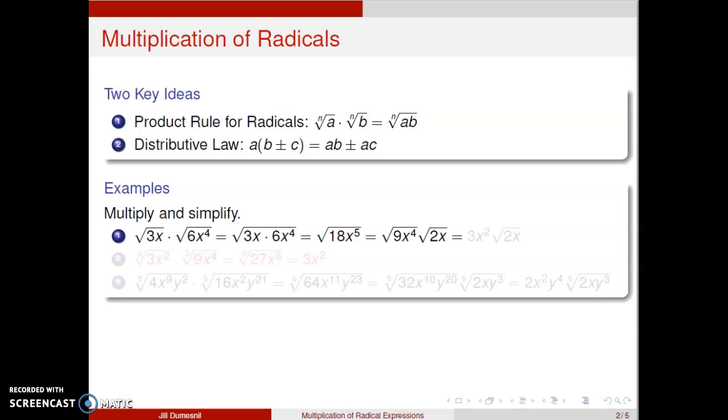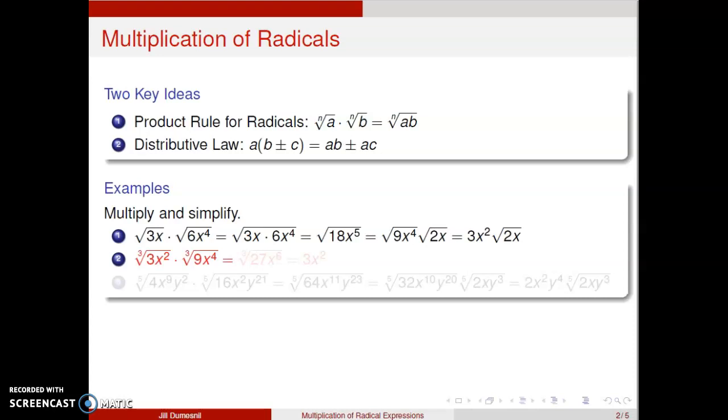the square root of 9x to the fourth times the square root of 2x. Finally, we replace the square root of 9x to the fourth by 3x squared. Note that we don't need the absolute value because we know that 3x squared is always non-negative.